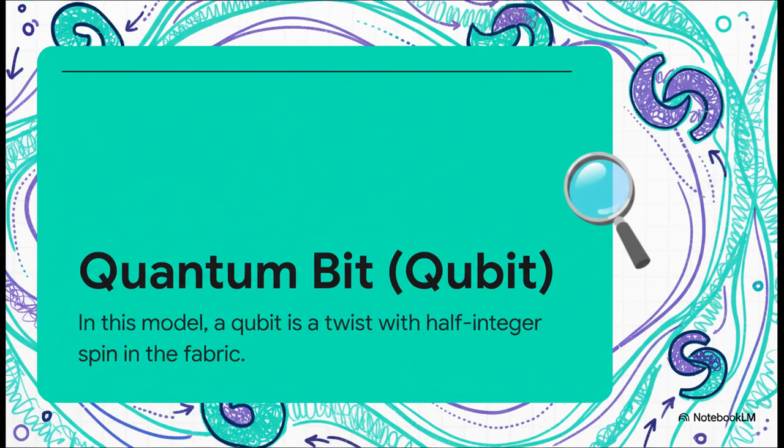In this model, a qubit isn't just some abstract piece of data. It's something you can almost picture, a tiny, localized twist in the fabric. And this twist has a very specific, very weird quantum property called half-integer spin. Now, don't worry about the physics behind that. Just think of spin as a basic property of a particle, kind of like its electric charge. This specific type of spin is what makes the twist behave exactly like a real quantum particle, which makes it the perfect stand-in for a qubit.